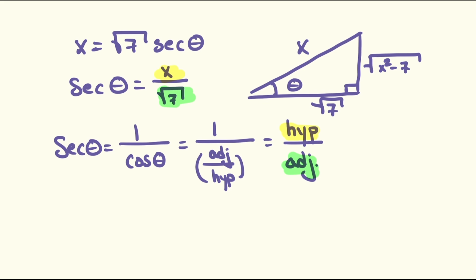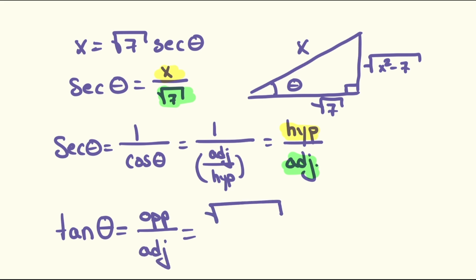All right, so let's go back to what we need, which is to know what tangent of theta is. And we know tangent is opposite over adjacent. So this is going to be the square root of x squared minus 7, our opposite side, over our adjacent side, square root of 7.